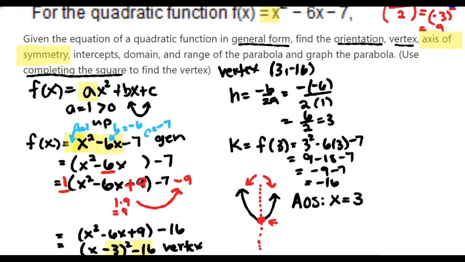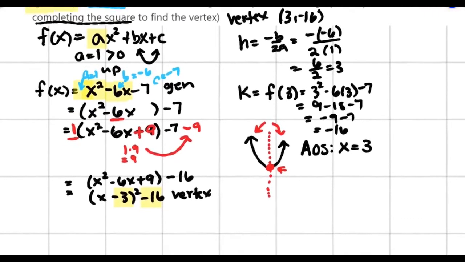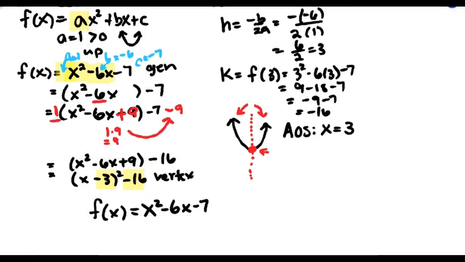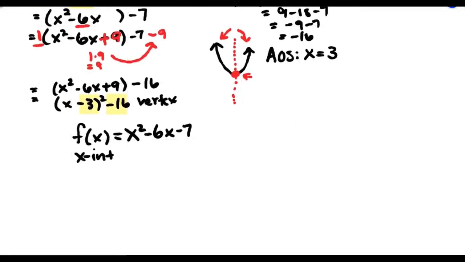We also want to know the intercepts. Let's start by finding the x-intercept. So if we have the function, which is f of x equals x squared minus 6x minus 7, and we want to find the intercepts, we'll find the x-intercept by letting y equal 0. This is written in function notation, so y is f of x, and that would give the equation 0 equals x squared minus 6x minus 7.